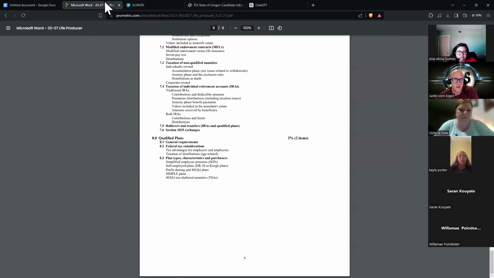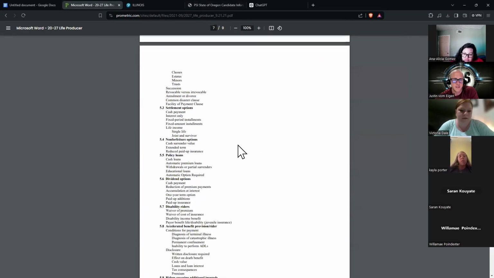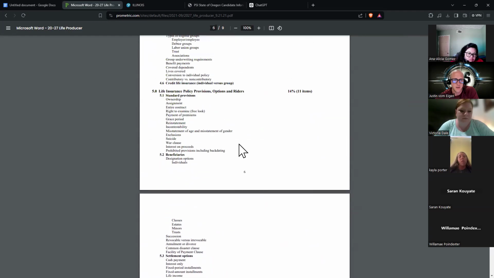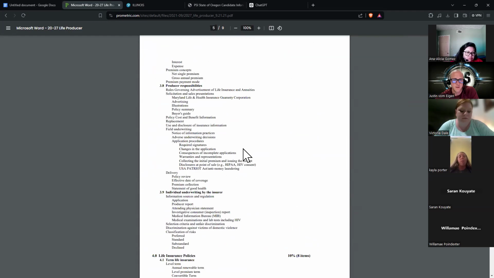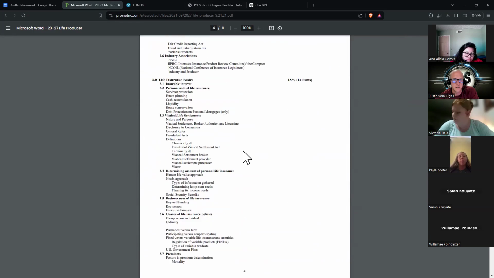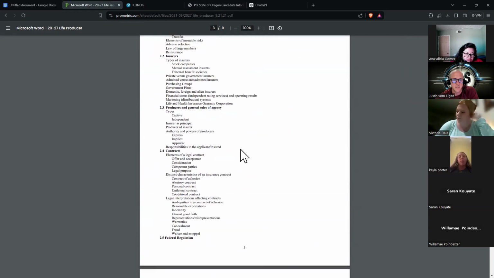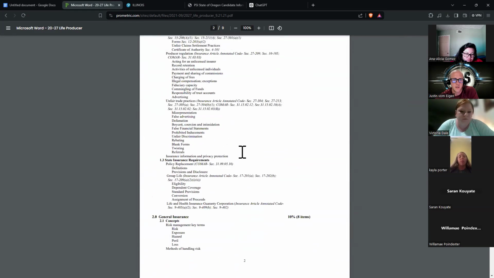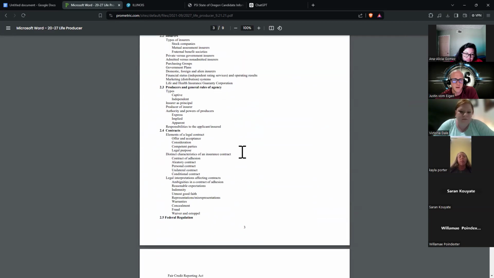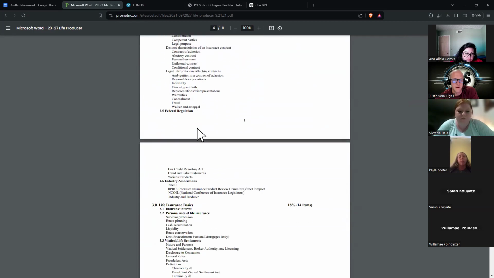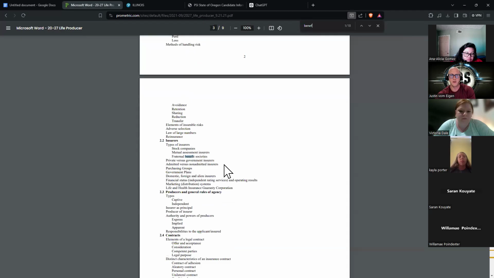We'll see if there's something here that has policy loans, nonforfeiture, life insurance policy provision options, term insurance basics, contracts, insurers. Yeah, so they'll be on here because it's all different. Where do they have it?